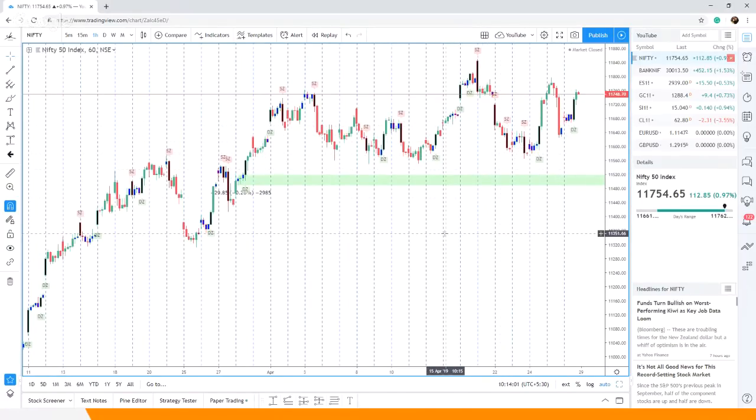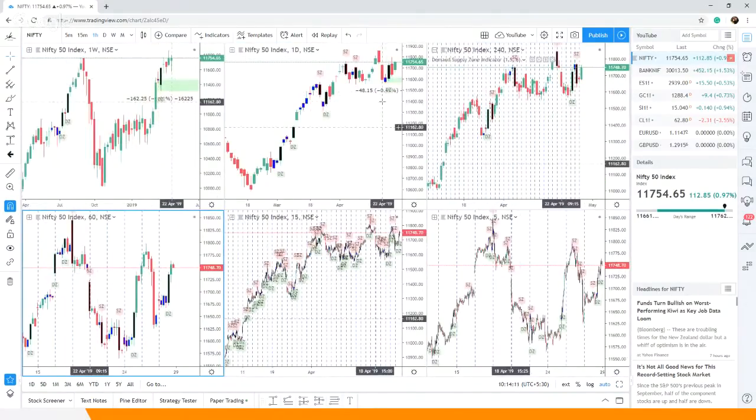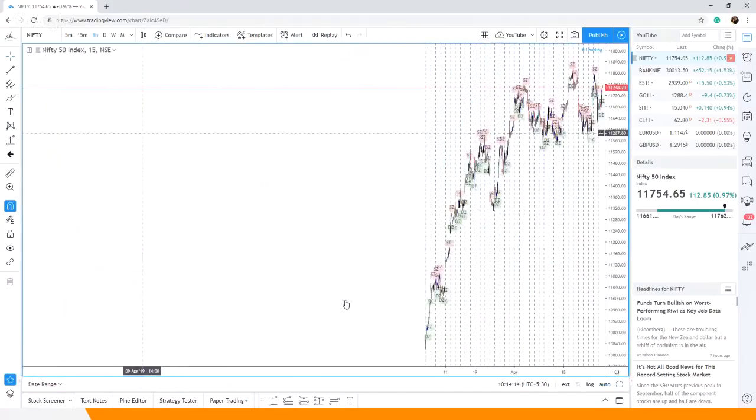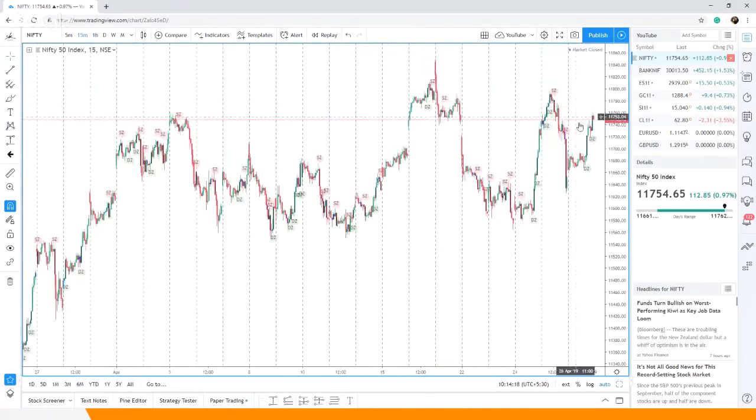They are not very high probability setups, right? So I would not be more interested in these ones. This one still looks good, so we'll still keep this one as our demand on the 60 minutes. So nothing has changed other than the newly formed demand on the daily time frame. Let's see, do we have something on a smaller time frame, which is 15 minutes?